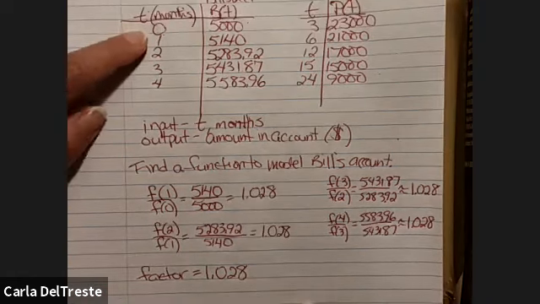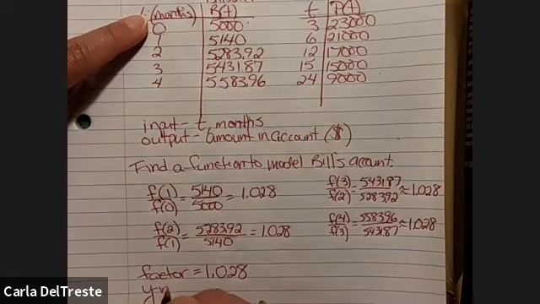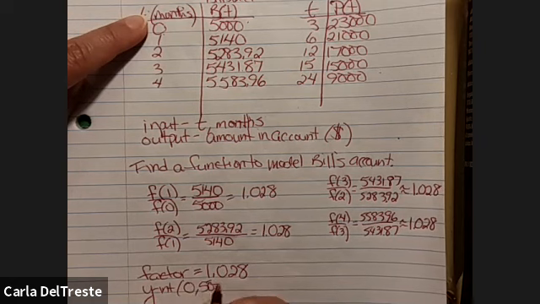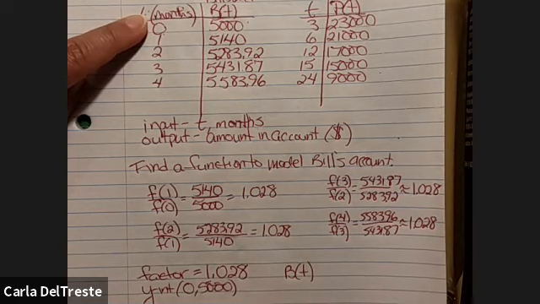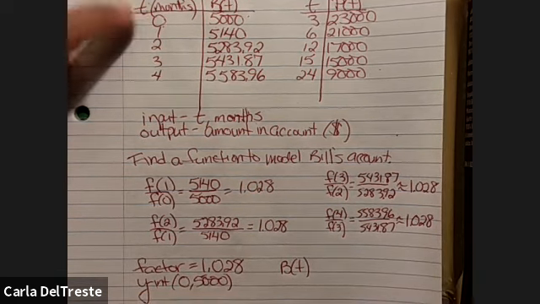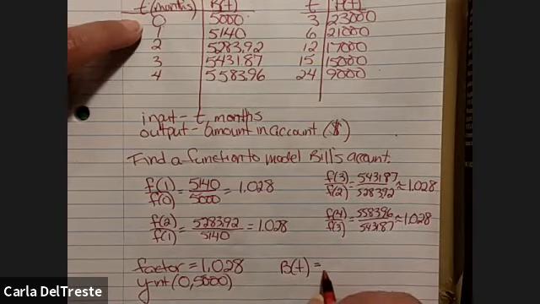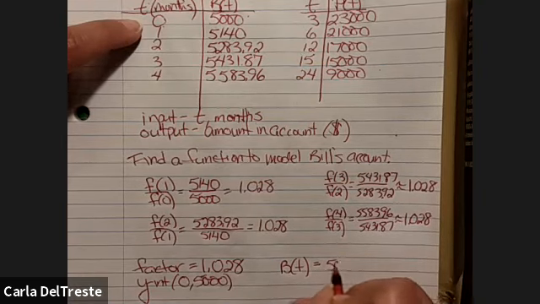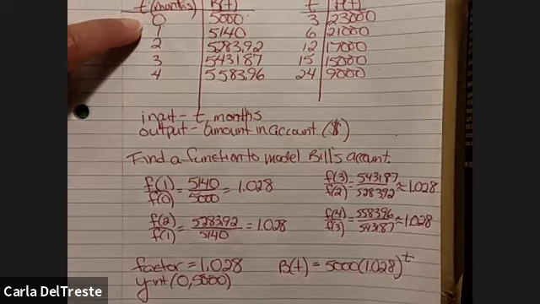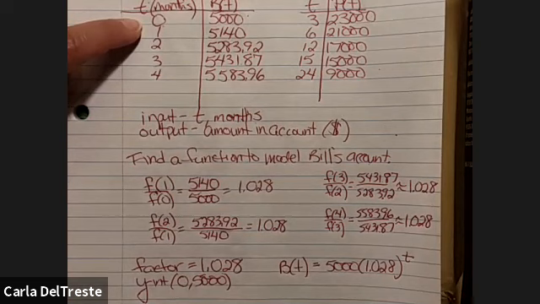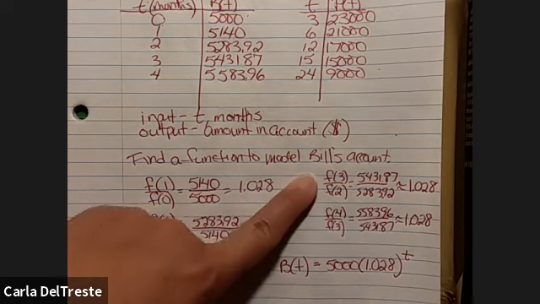And can I look up here and spot the y-intercept? Yes, I can. The y-intercept is (0, 5,000). So I know that the function for Bill, which remember is B of t, try to keep consistent with the variables, okay? B of t will be 5,000 times 1.028 to the t. So this is all your work for Bill's account.